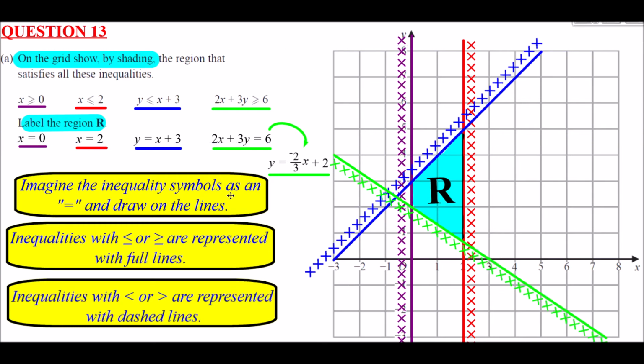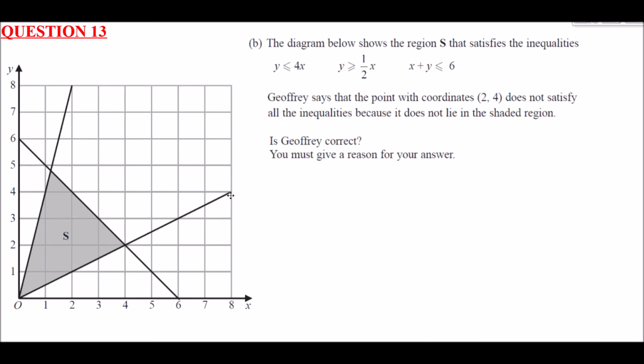Forgive me. Part B, we've got this diagram here showing region S, which satisfies the below inequalities. y less than or equal to 4x, y bigger than or equal to half of x, and y less than or equal to 6. Jeffrey says that the point with coordinates (2, 4) does not satisfy all of the inequalities because it does not lie in the shaded region. Is he correct? Give a reason.